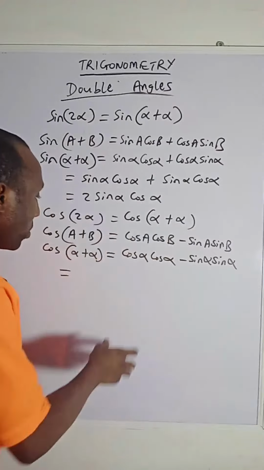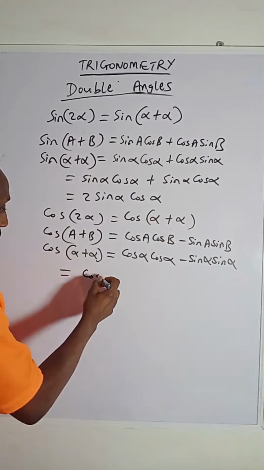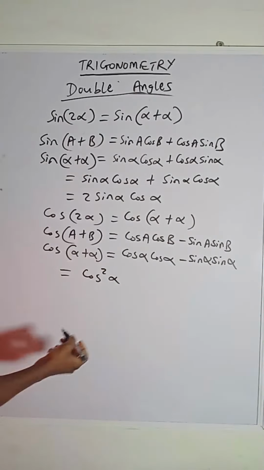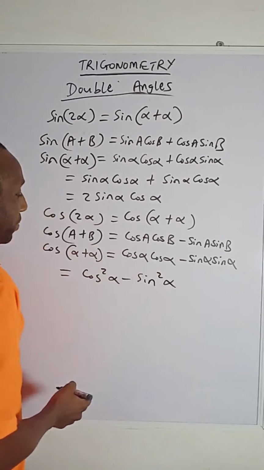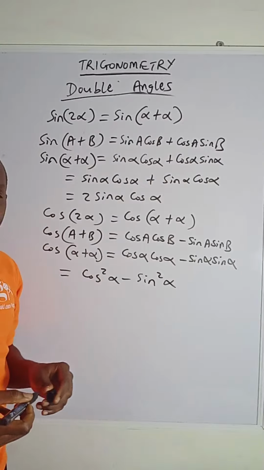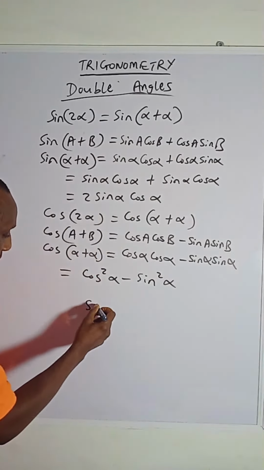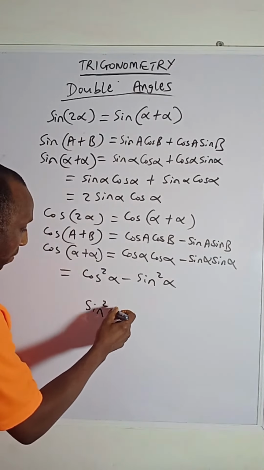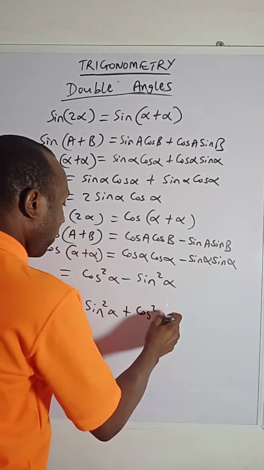Okay, who can tell me what's cos alpha? Cos, if you multiply the two of them, you are going to have what? Cos squared alpha. Okay, same thing here. This will be what? Sine squared alpha. So this is what, but we can still simplify this. How many of you know that sine squared alpha plus cos squared alpha is equal to 1?